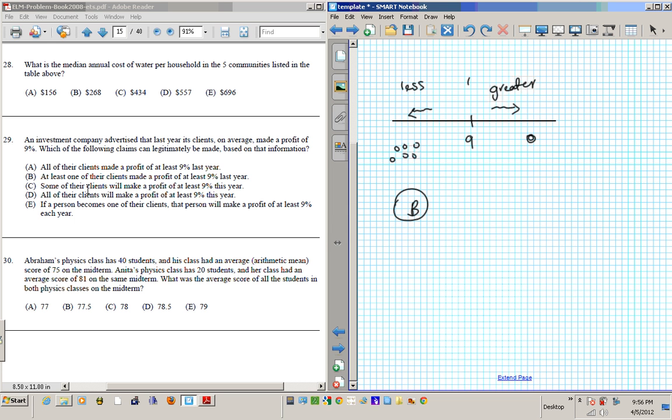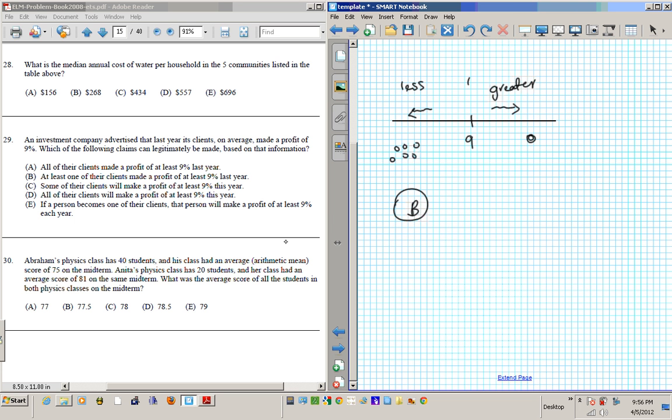If you look at C, it says some of your clients will make a profit of at least 9%. We don't know. It could be greater than 1, but if it's greater than 1, we don't know if it's greater than 1. Okay? And if it says all their clients will make a profit of at least 9% this year, it's just like the first one. All of your clients will make at least. That's going to skew everything to the right, and then there isn't going to be anything here, so the average will be bigger than 9%. Okay, so there has to be at least one person to the right in order for this to work.